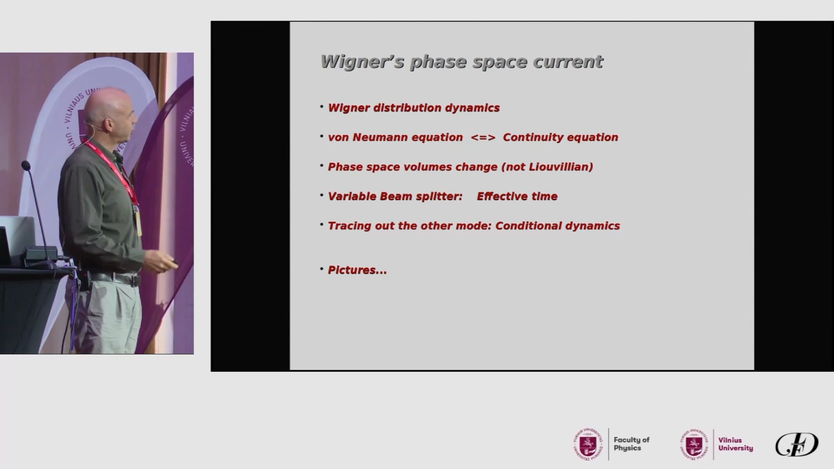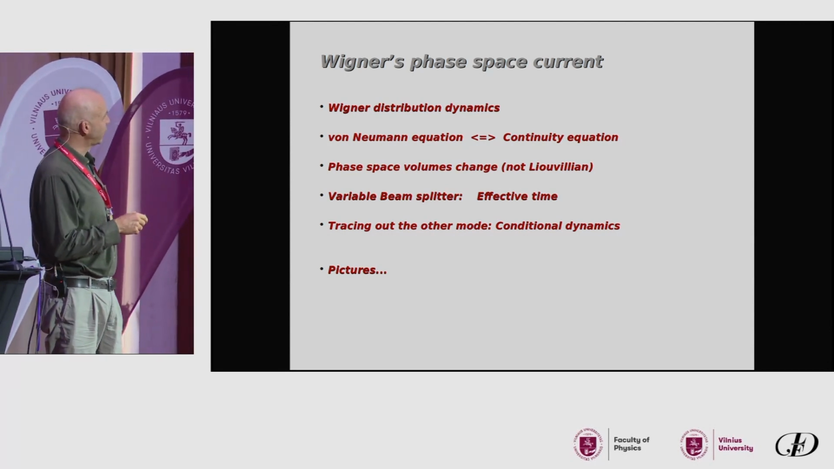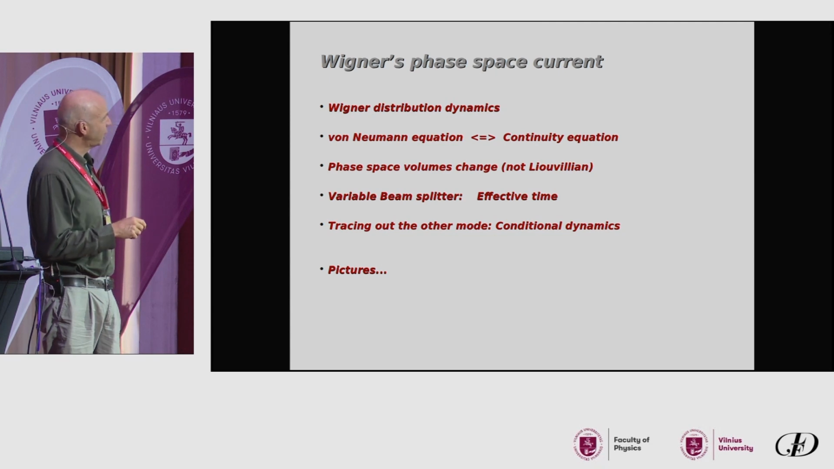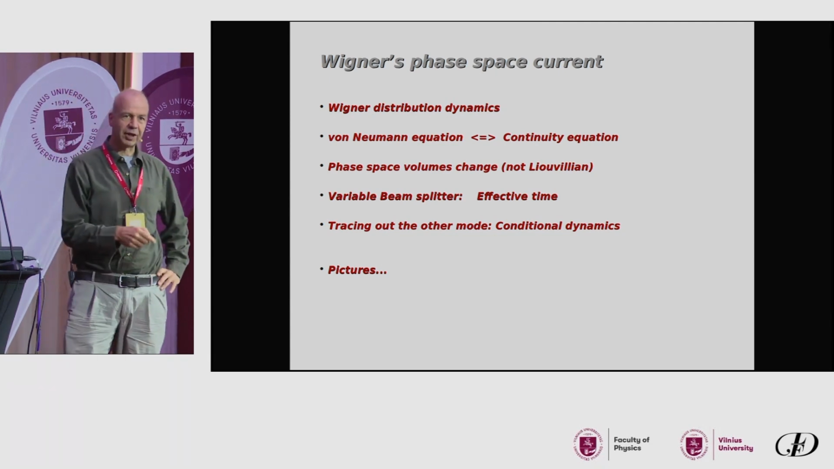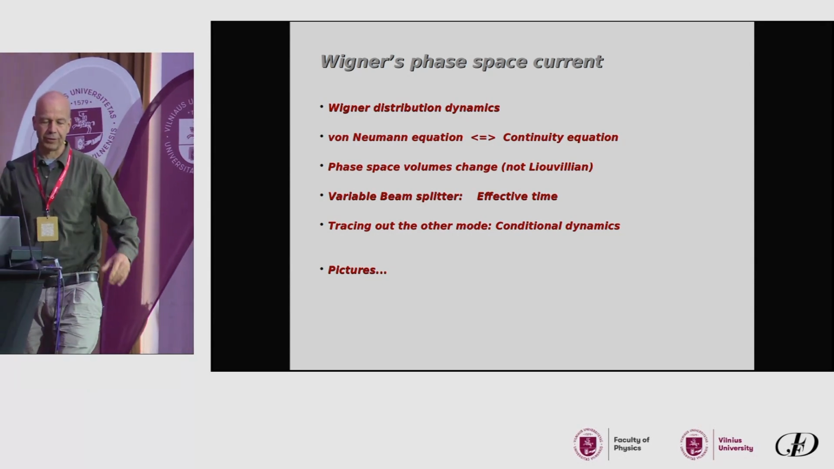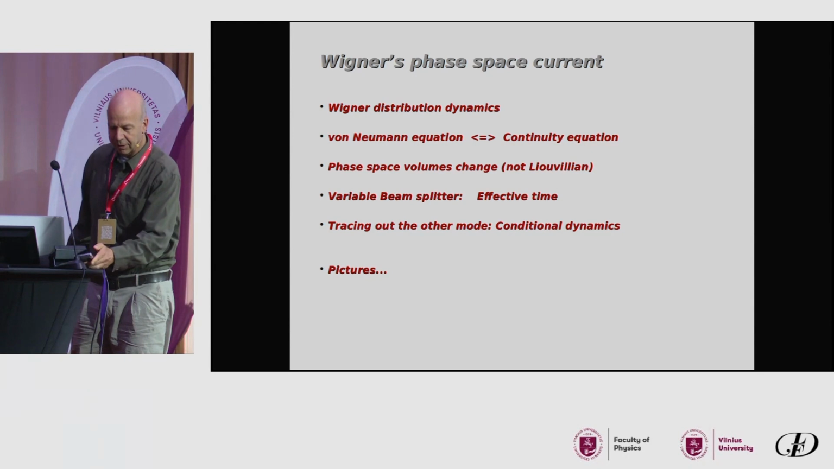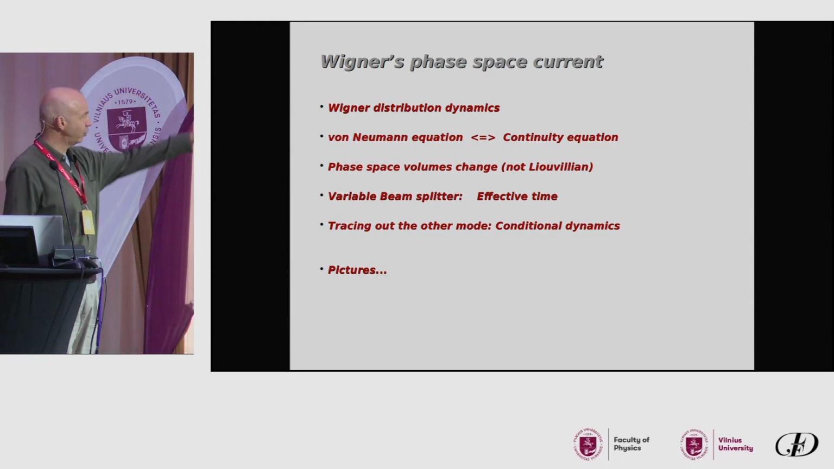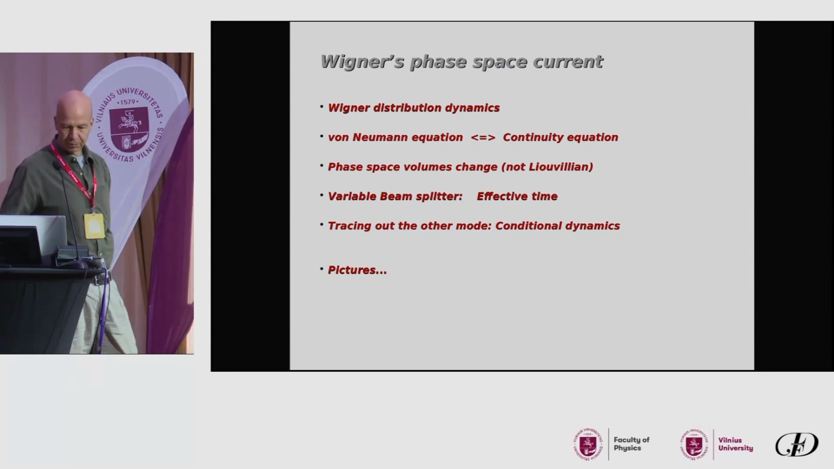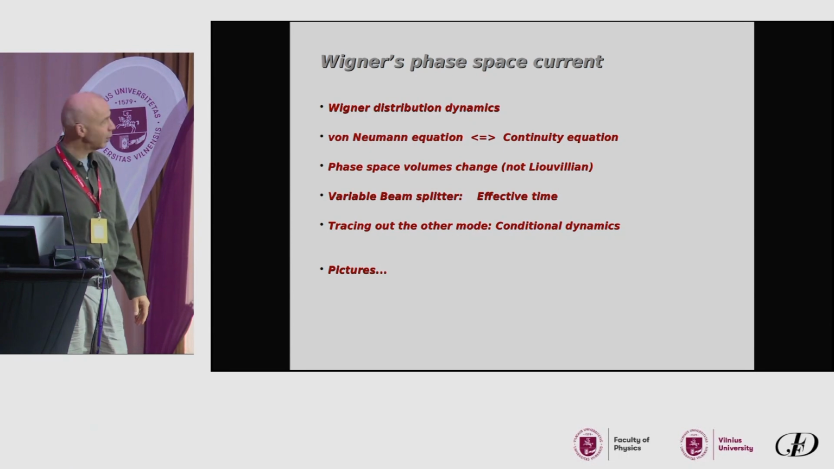So the outline of my talk is I want to briefly remind you of the connection between Schrödinger von Neumann and the Wigner distribution dynamics. I will emphasize a little bit non-classical aspects of the movement of the distribution in phase space, and then I will give you some examples like the beam splitter example just now. Oh, and lots of pictures.